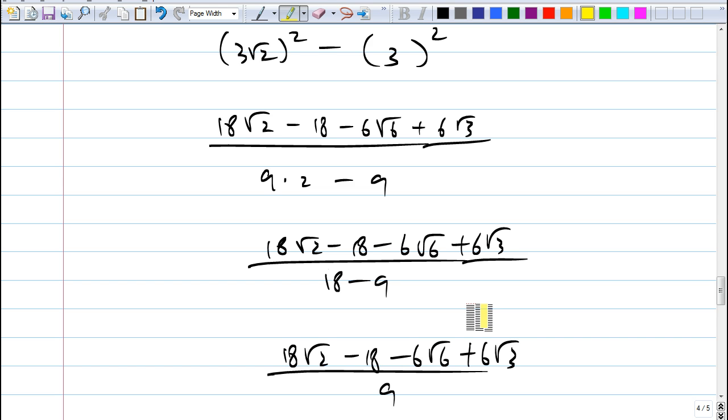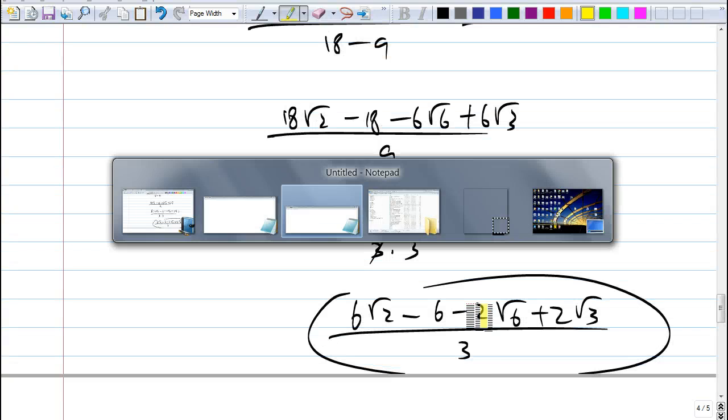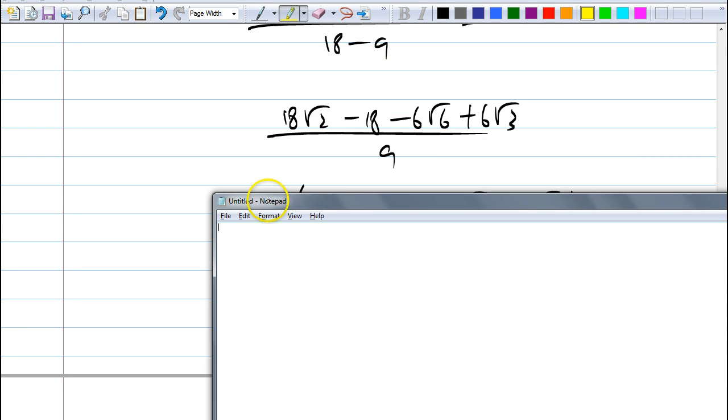No. Do we have a common factor on the numerator and the denominator? Yes. What do we have a common factor of? 3. 6? 6 doesn't go into 9. 3. So go ahead and factor out a 3 from the numerator and cancel that out with the 9. Go ahead, everybody finish it up. I'll wait.